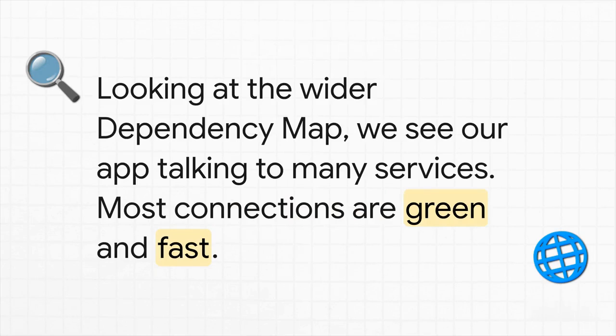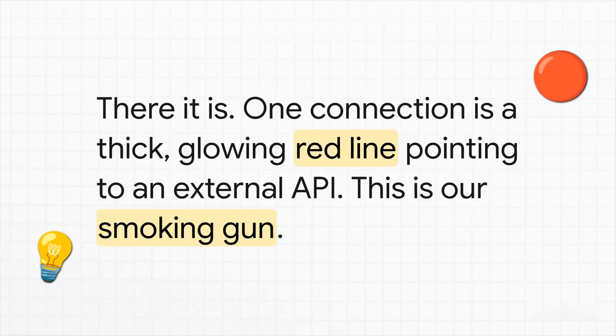Let's go back to that dependency map. But this time, let's zoom all the way out. Let's see the whole picture. You can see our app there in the middle, talking to all these different services. And honestly, most of it looks great. Lots of fast green lines. It looks like a healthy system. Almost. But then you see it. Oh yeah, there it is.